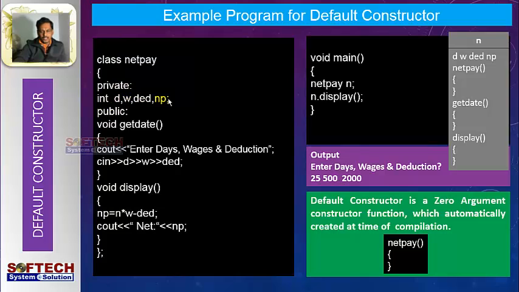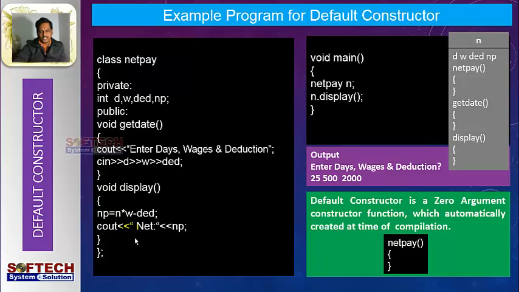So for security reasons, all data members are under the private section of the class. In the public section, get data and display. So in total, 6 members are available in the netpay class. Data members are 4. Function members are 2. Through the get data function, we get the data for number of working days, wages per day and deduction.